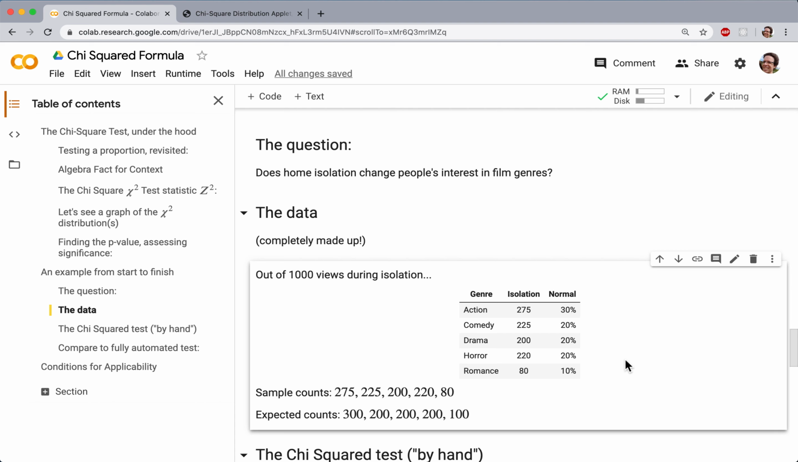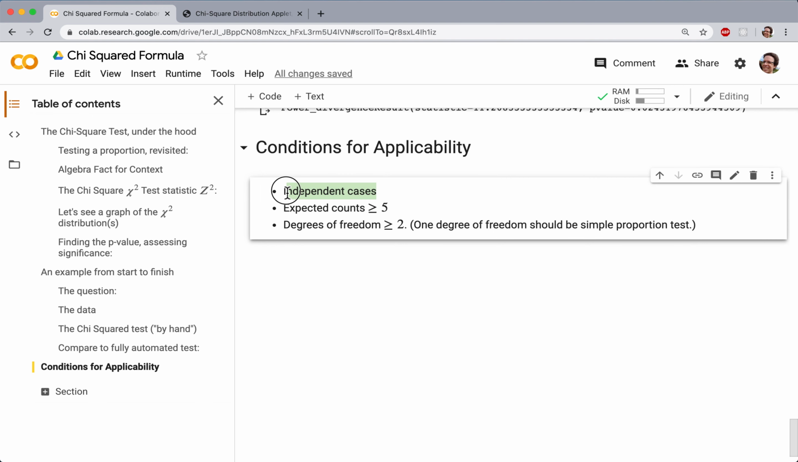This should not all come from one time of day. This should be independent data, and there should be no reason to expect that, because one view is an action movie, the next view will also be an action movie. So these should be independent cases, not affecting or related to one another. So that's what this means. It should be independent cases. The expected counts should be greater than or equal to 5.